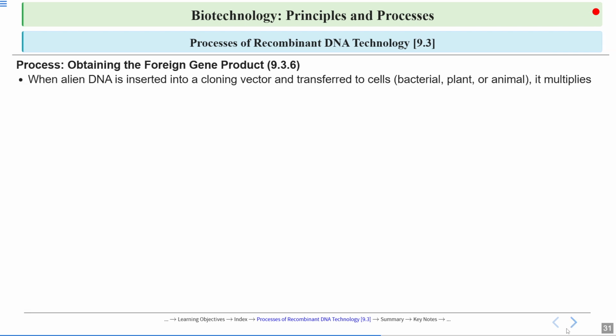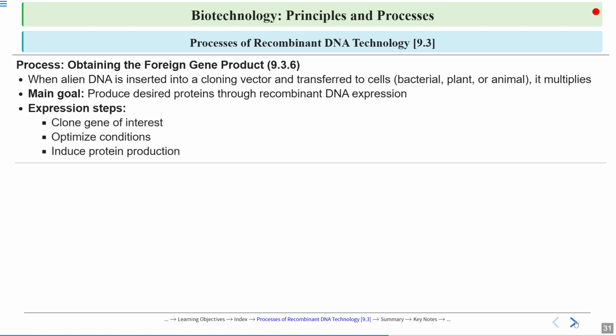Now we have done everything. We have made a recombinant DNA, inserted it into the host, and selected our transformed cells. Now what will we do? Now we will obtain the foreign gene product. When alien DNA is inserted into a cloning vector and transformed into the cell, it multiplies. The main goal is to produce desired proteins through recombinant DNA expression. Expression steps are: clone the gene of interest, optimize conditions, and induce protein production.